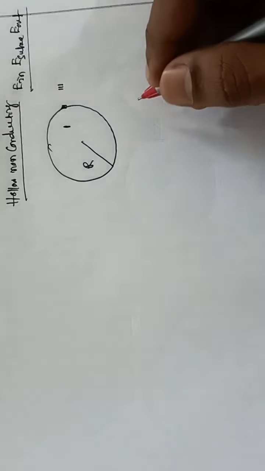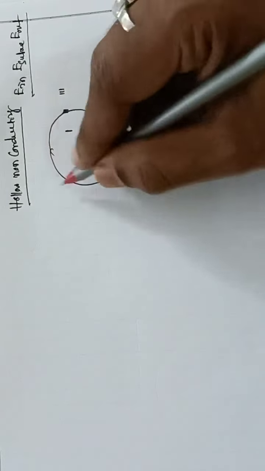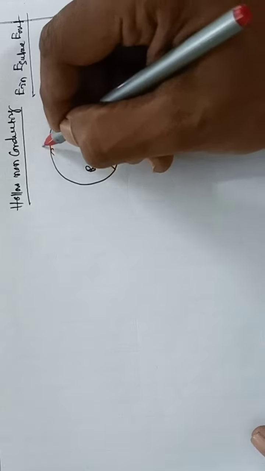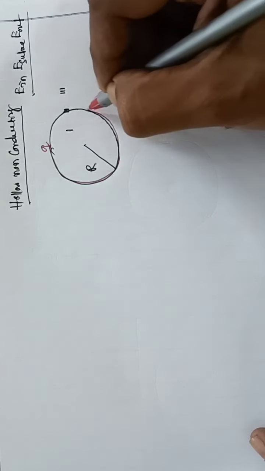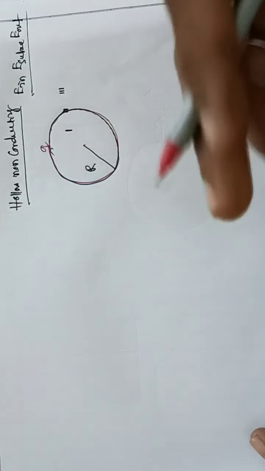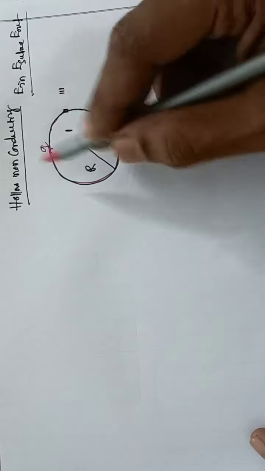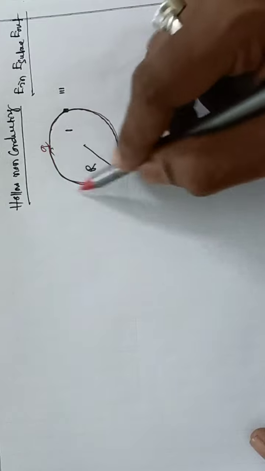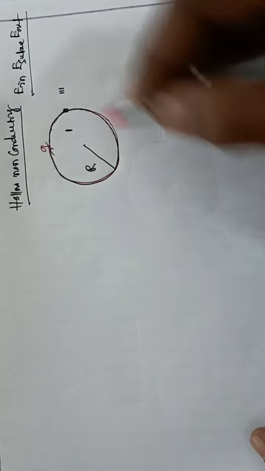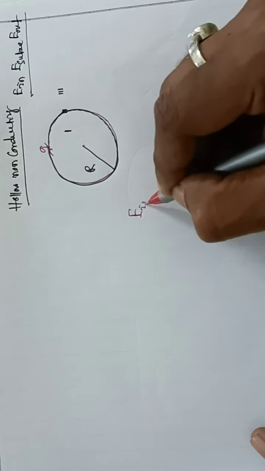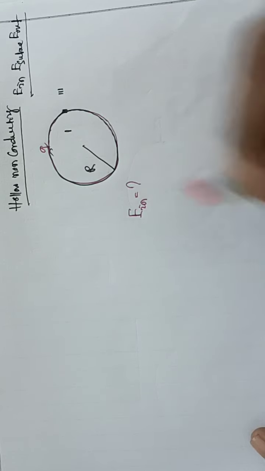The first thing is, this is a hollow non-conducting sphere, so definitely the charge is uniformly distributed over the surface of the sphere rather than inside. Hollow sphere, everything lies on the surface; the Q charge is uniformly distributed all over the surface rather than inside. Now let me write E inside, the electric field inside. What is the expression?